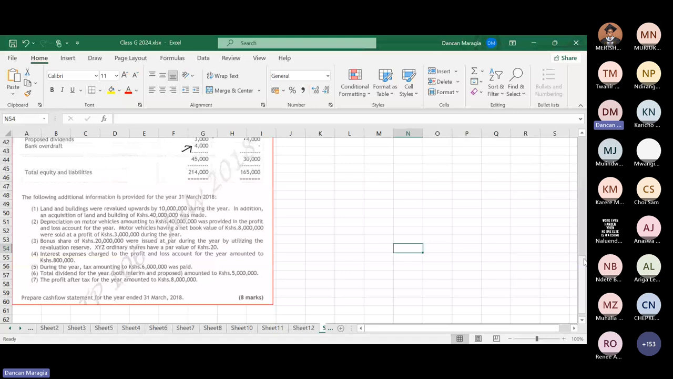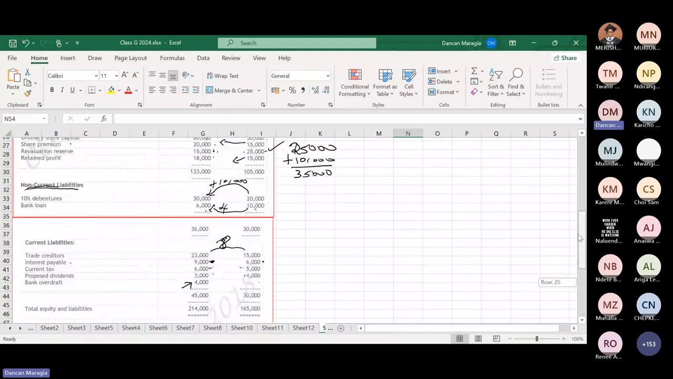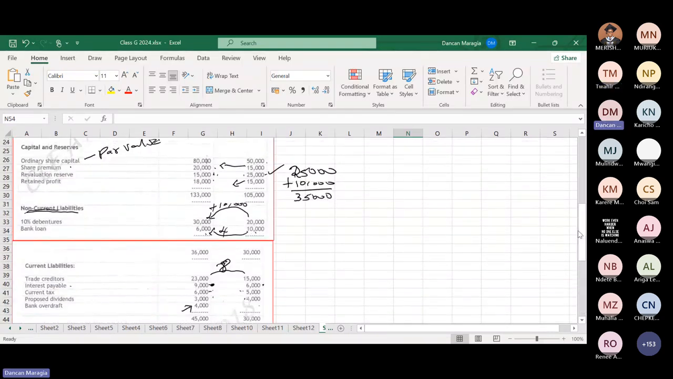Then we are told we issued bonus shares of 20 million by utilizing the revaluation reserve. So we transferred 20 million from the revaluation reserve to the share capital. We remain with how much here? 15 million. Yes, you see already that reconciles. It even shows how your movement on revaluation reserve went around.